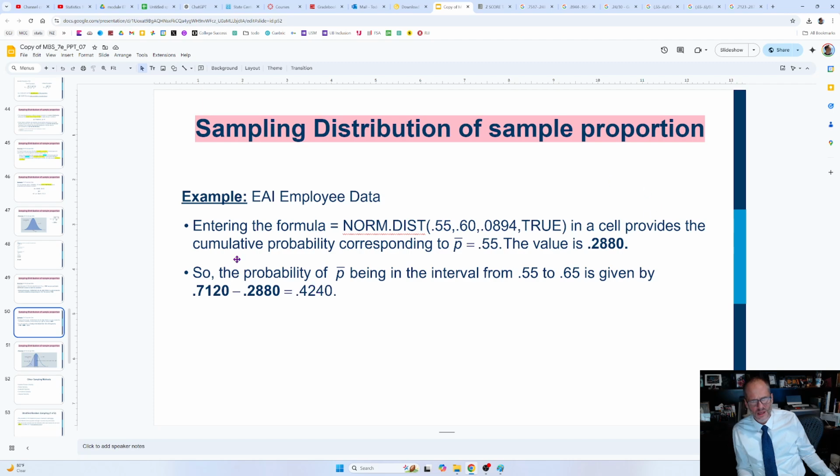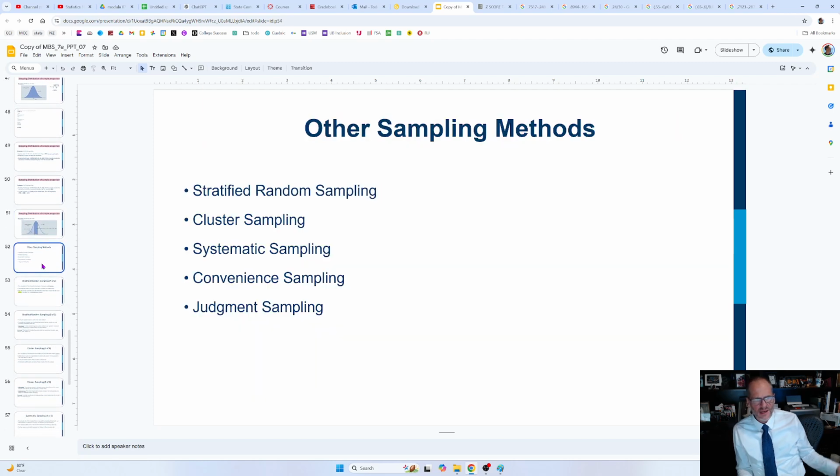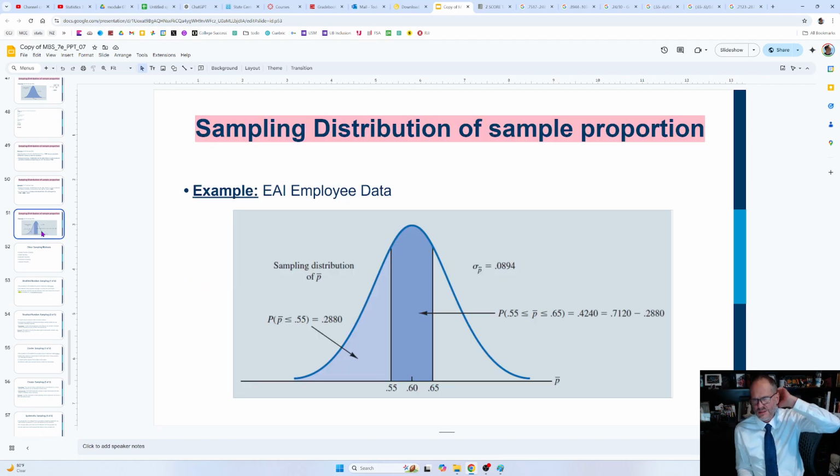So the probability of the sample proportion being in the interval from this to that is this value right there. The sample proportion, I'm just wondering if that should be the population one. But that's how you do the calculations, and that's how you do it for sample proportion.